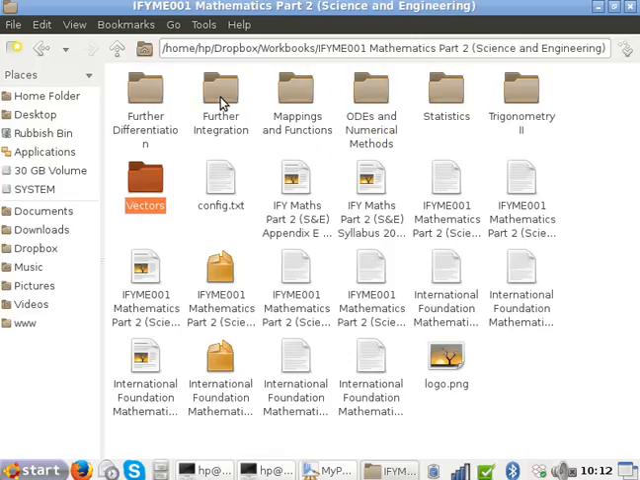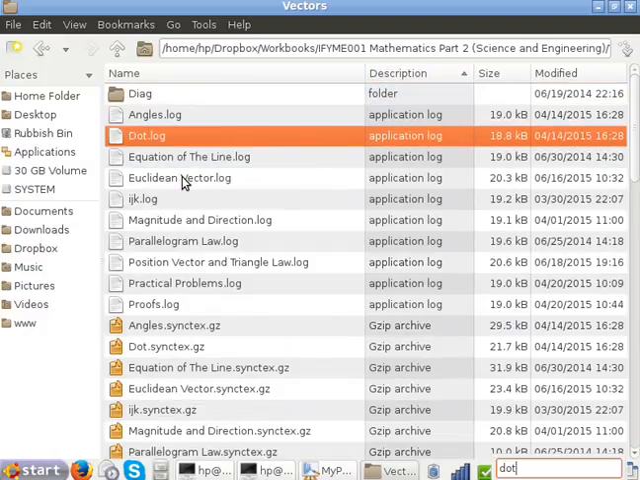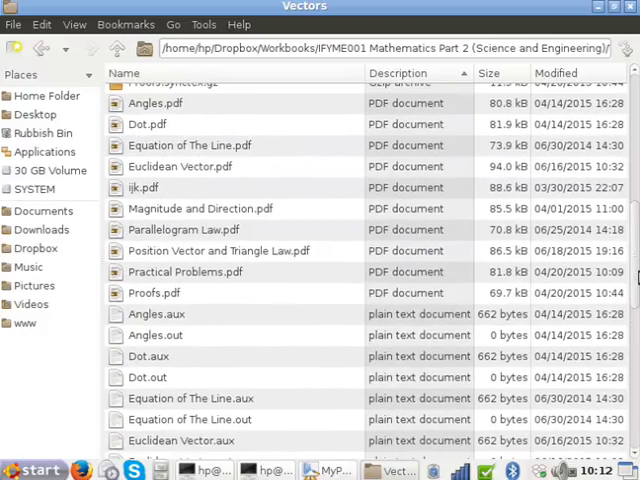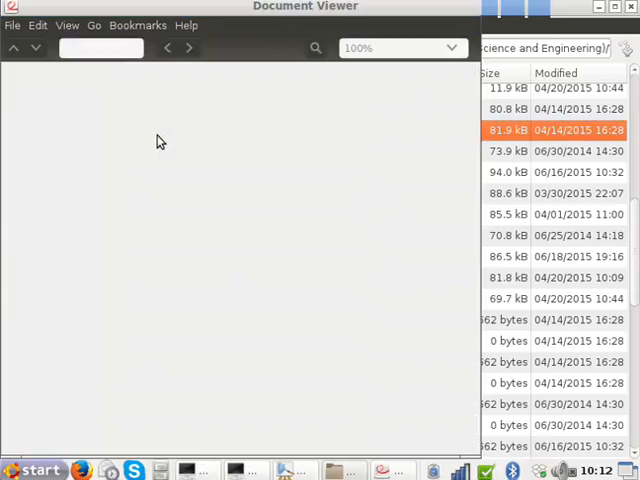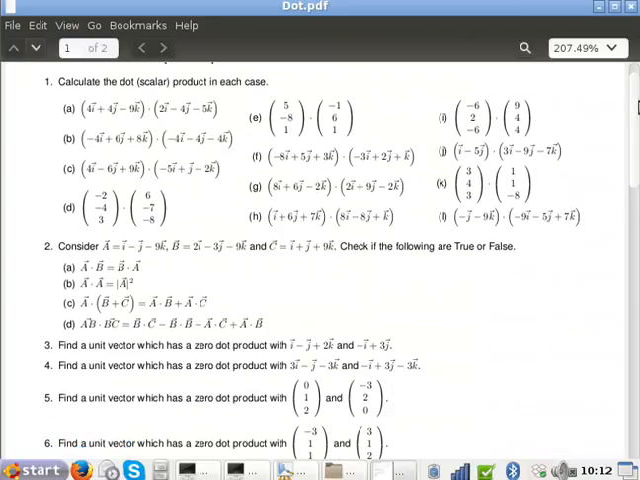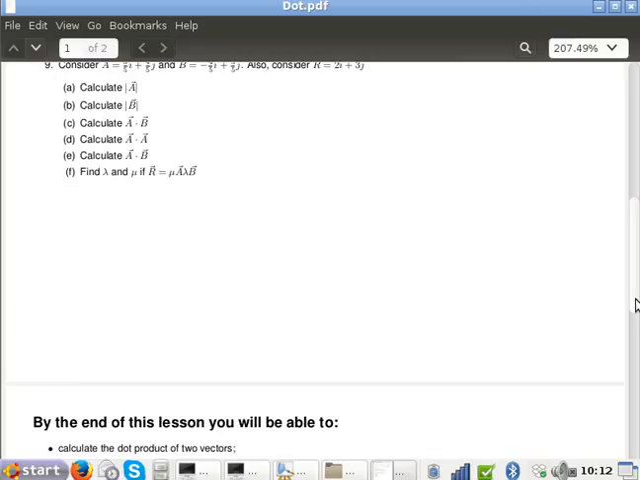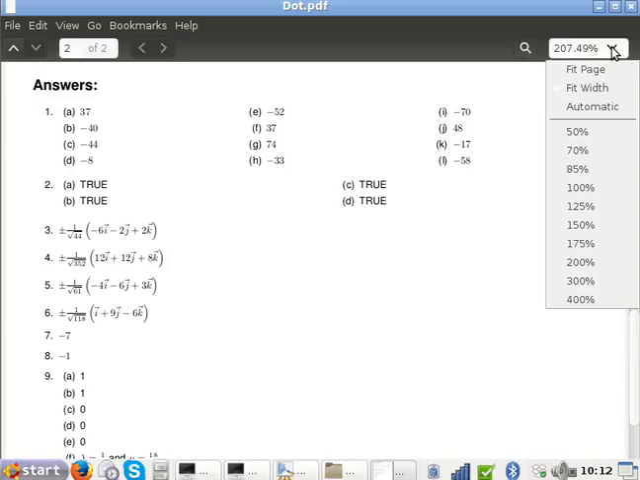Science and engineering, vectors. Dot product. Dot product, isn't it? Let's see what we get. So you can see that I've changed it, but I think it's actually number 3. Is that the same numbers? 1 minus 1 2 and minus 1 3. Yeah. Still totally different, huh?